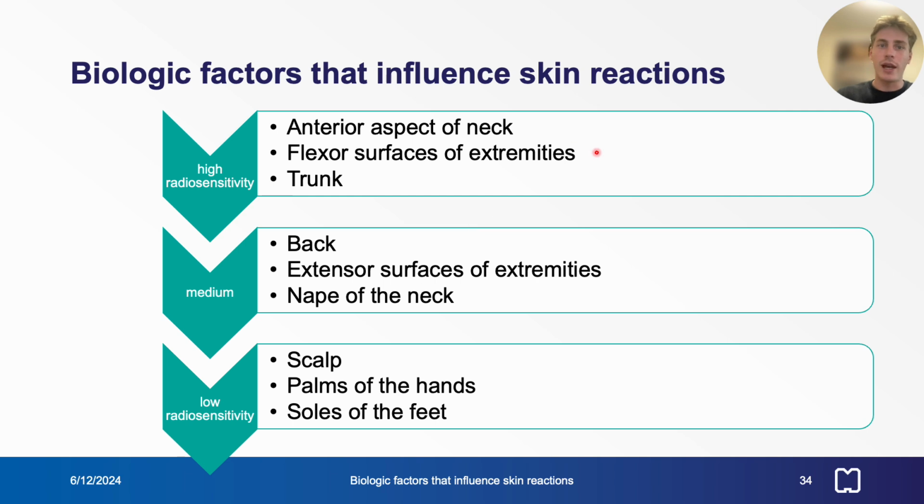So, the areas of the body have different radiosensitivities, and in decreasing order, you have the anterior aspect of the neck, flexor surfaces of extremities, and the trunk. And the radiosensitivity in different areas decreases, with the lowest radiosensitivity being the soles of the feet, palms of the hands, and scalp.